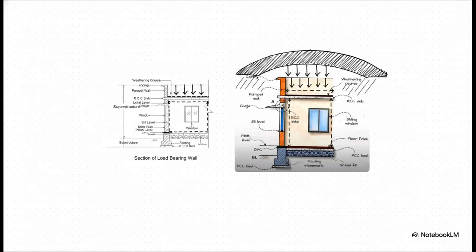Now I want you to notice the really clear separation between the RCC lintel, which carries the wall's weight over the window, and the chaja, that small slab you see projecting outward. Think about it. When we punch a hole in our masonry wall for a window, the wall right above it suddenly loses its vertical support. The lintel bridges that gap perfectly, transferring the heavy load sideways to the adjacent solid walls. Meanwhile, the chaja is basically acting like a permanent umbrella to protect that opening from the rain.